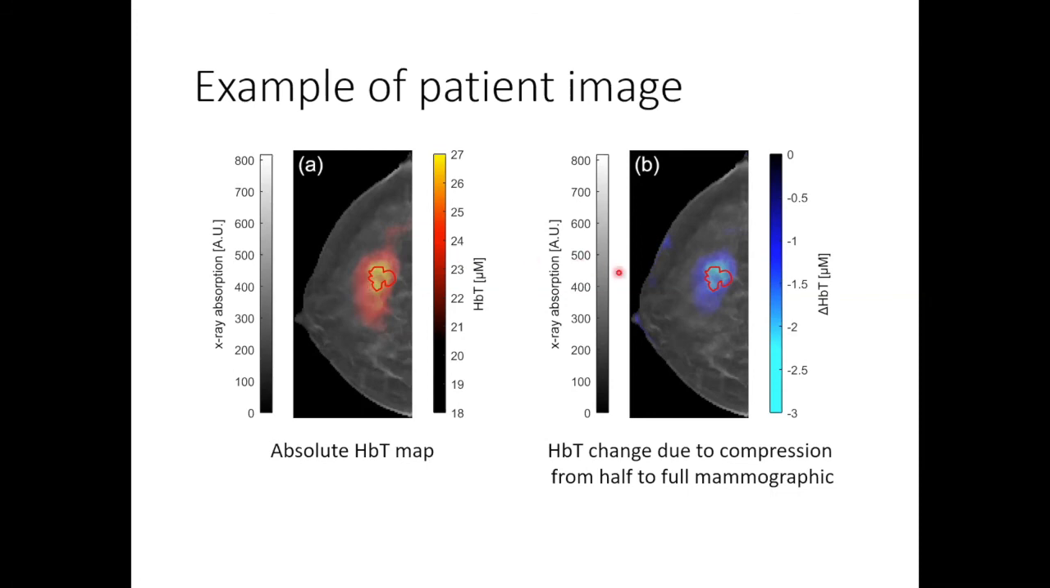And then this is unique to our project, that because we're doing this together with mammography, the compression actually changes the amount of blood in tissue. And this image shows the change in blood volume as you compress from half to full mammography compression. And what happened is the tumor lost more blood than the rest of the tissue around it.